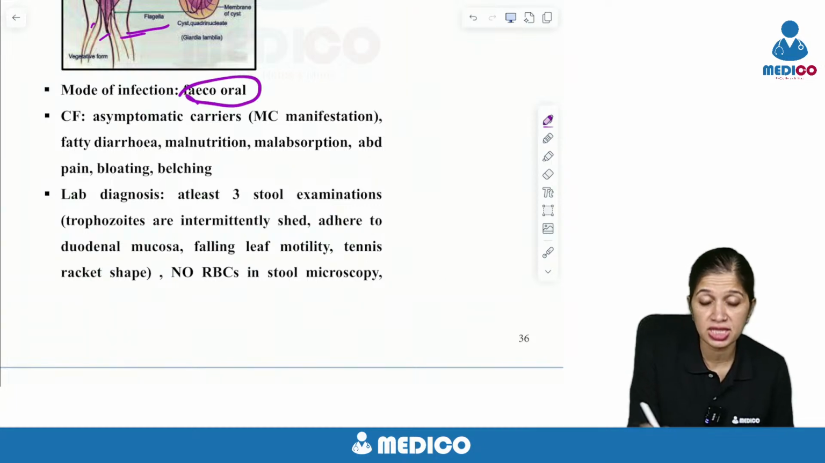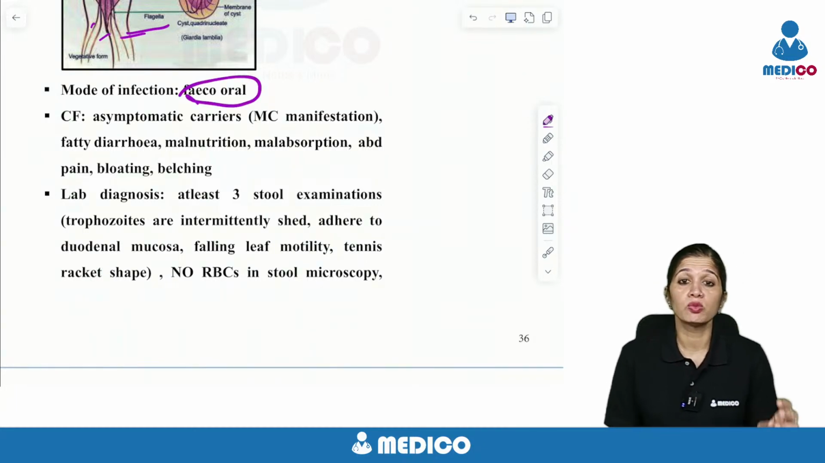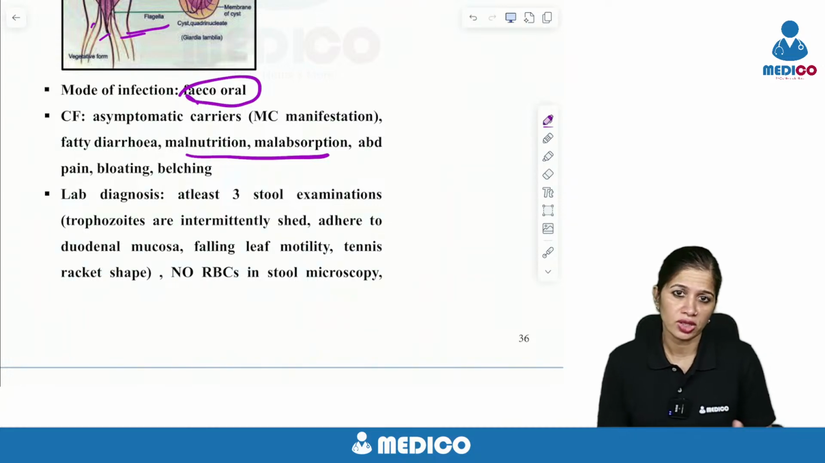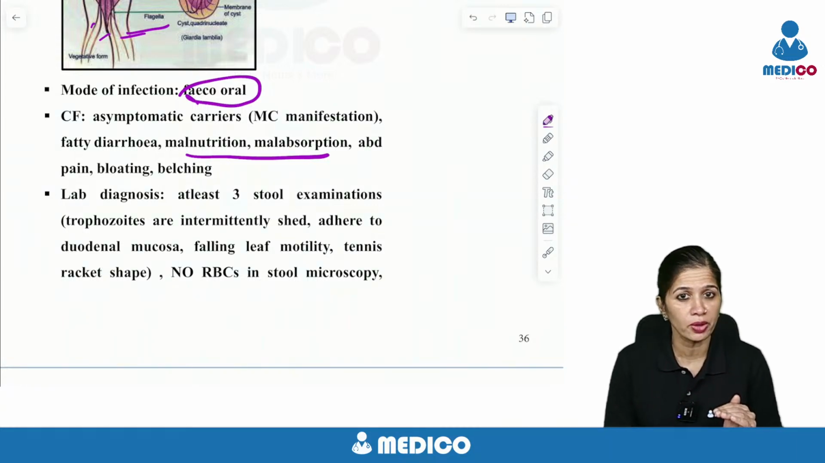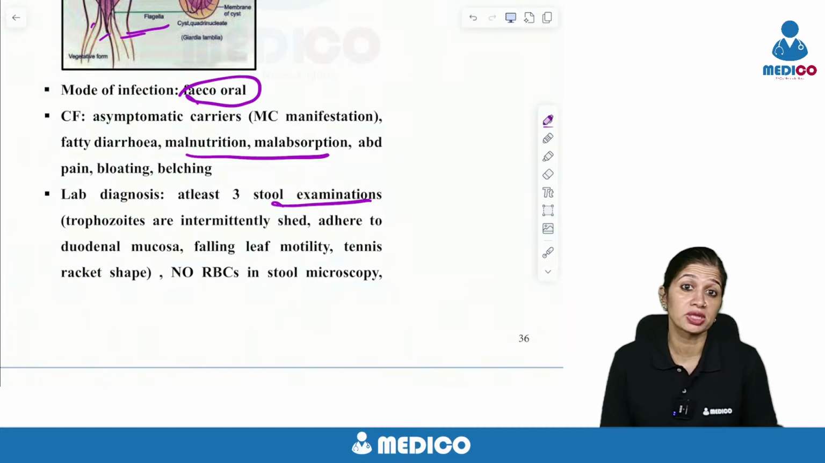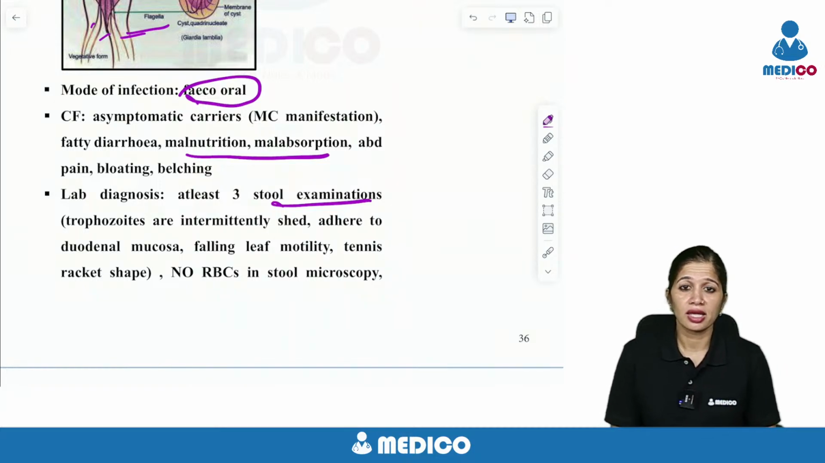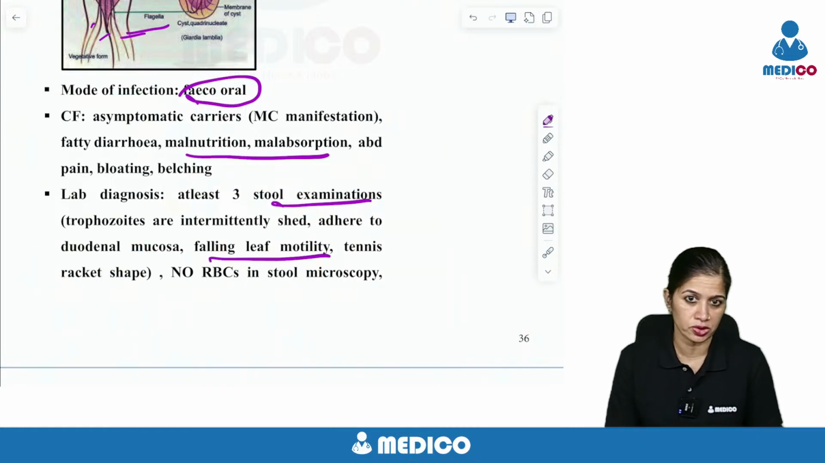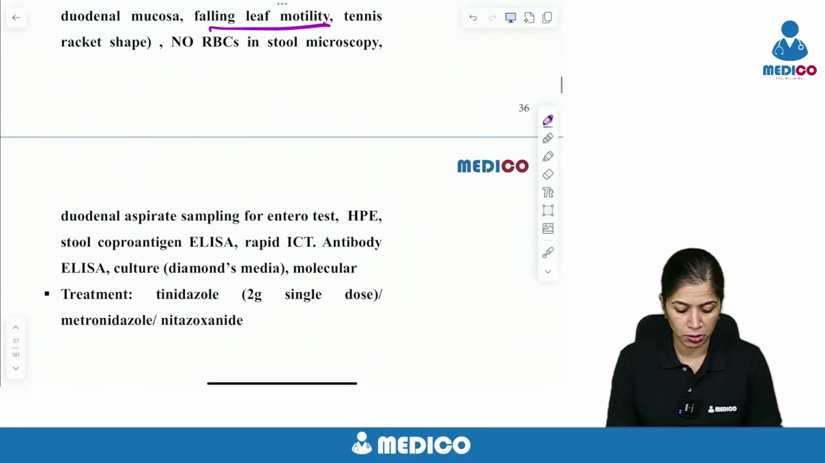The mode of infection is fecal-oral, and clinical features-wise the most common is an asymptomatic infection, but it can also present with malabsorption, malnutrition, bloating, belching, diarrhea. So they can be symptomatic, but most commonly you get to see just asymptomatic carriers. For lab diagnosis, you need at least 3 stool examinations because trophozoites are intermittently shed. They tend to be adherent to the duodenal mucosa. They've got the classical tennis racket or pear shape and a falling leaf sort of motility also. No RBCs will be seen on stool microscopy, unlike for Entamoeba histolytica.